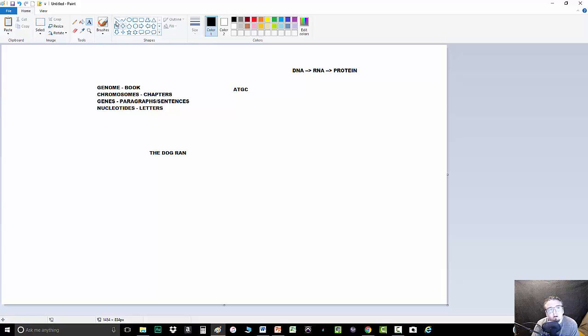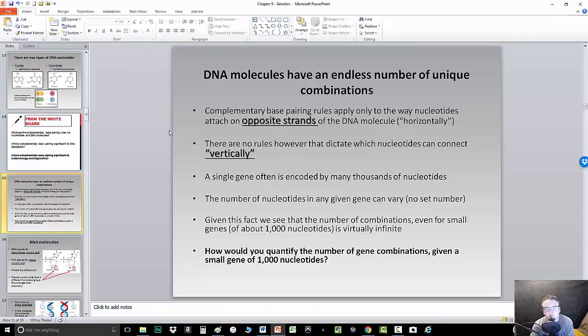So how do you get so much variation out of 4 letters? Because you're encoding everything from a bacteria to a human being with 4 letters. So how is that possible? It's possible because of the number of different ways that you can combine those 4 letters.